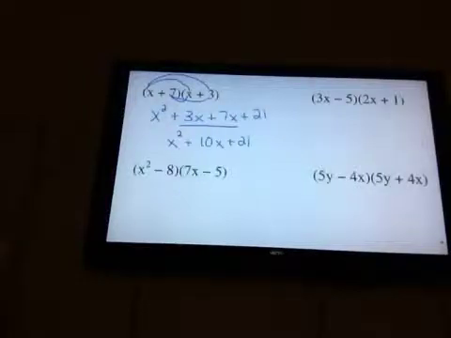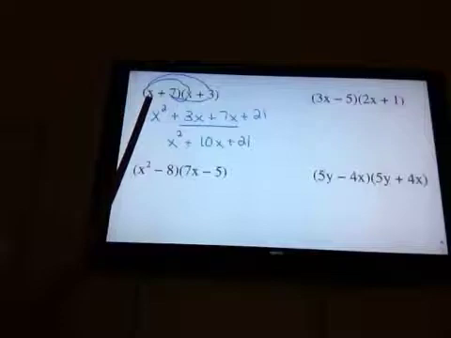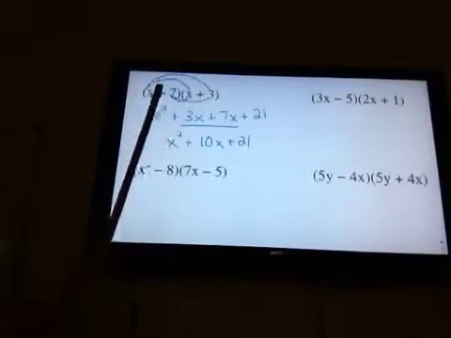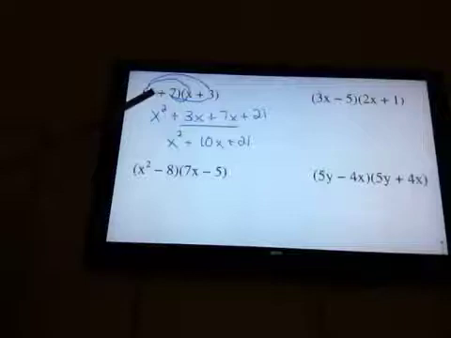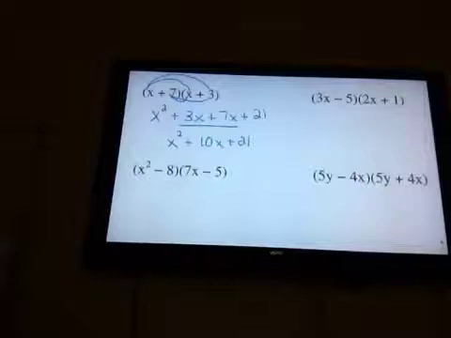Now, what did I do? I took x times x, and then I took x times 3. So all I did was first, if I could cover that up, I distributed x to the second parentheses. Then I distributed positive 7 to the second parentheses. So I just used the distributive property twice, is all I did. Okay, 2 terms times 2 terms.